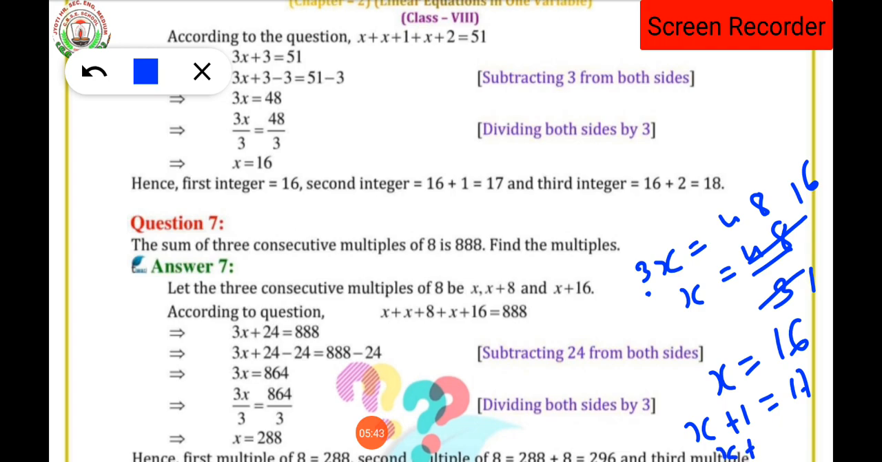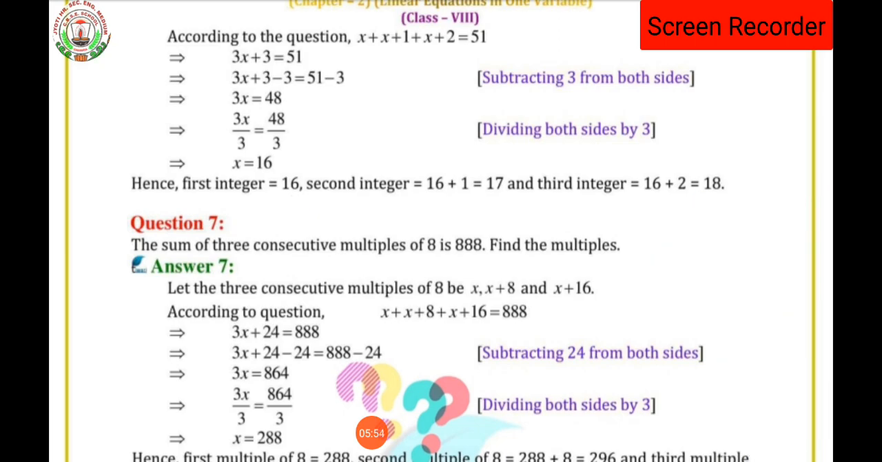The third consecutive integer is x plus 2, so 16 plus 2 will be 18. So what are the three consecutive integers? The three consecutive integers are 16, 17 and 18. These are the three consecutive integers.